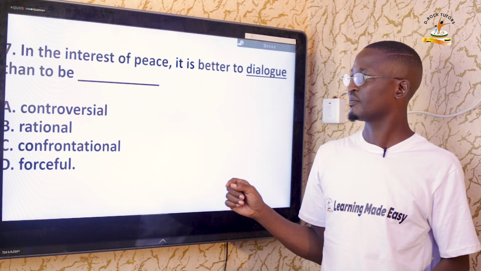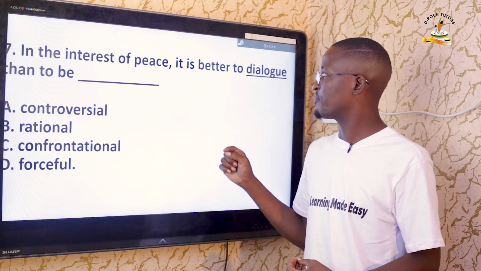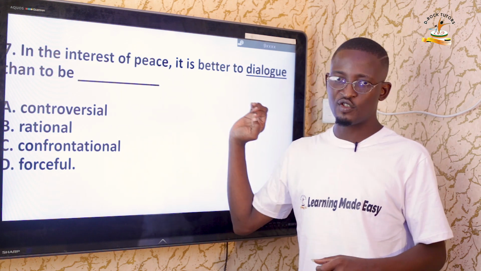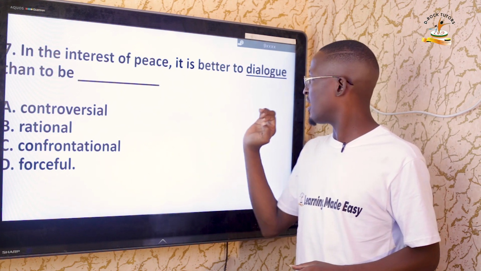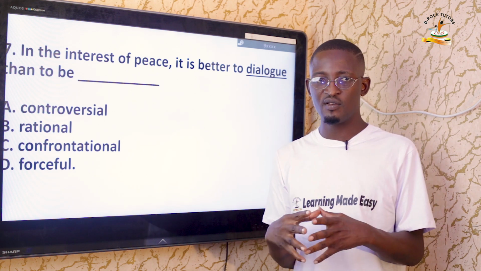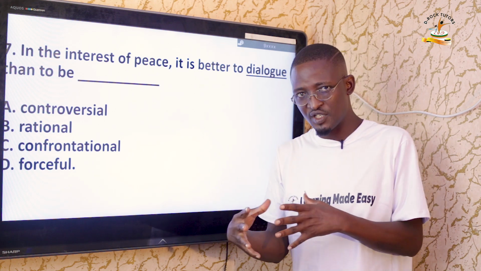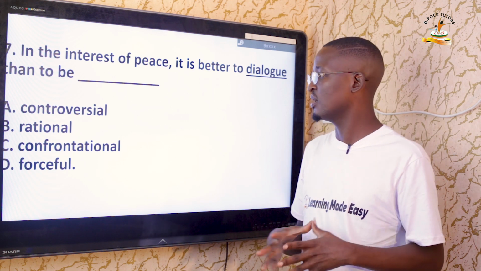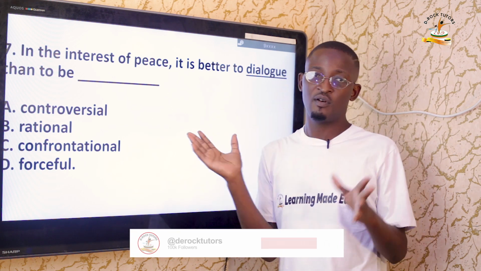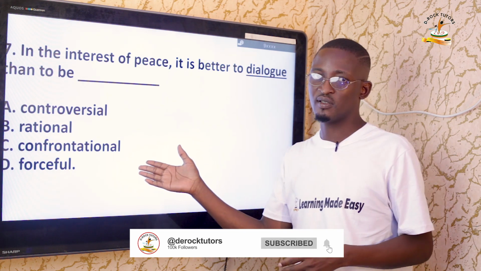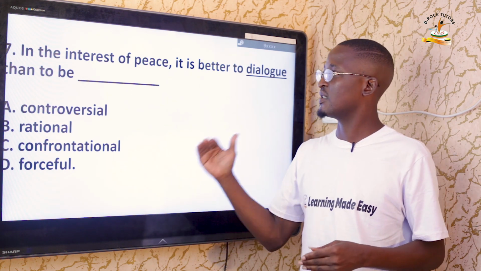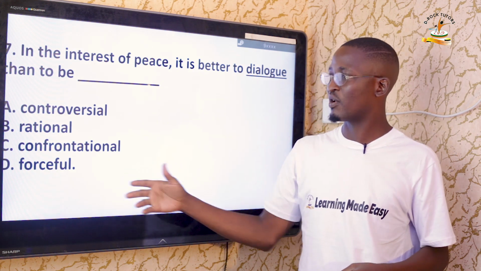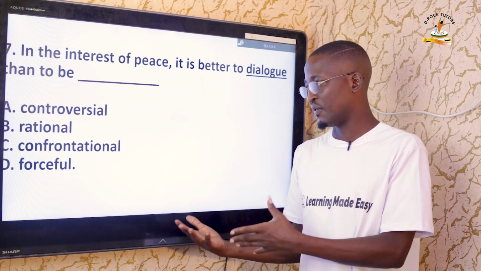Number 7. In the interest of peace, it is better to dialogue than to be dash. To dialogue, that is having some kind of consultations. That is both having some kind of mutual consultation. And when consultation fails, what's next? Confrontation. That is confrontational. In the interest of peace, it is better to dialogue than to be confrontational. So that is a fight.